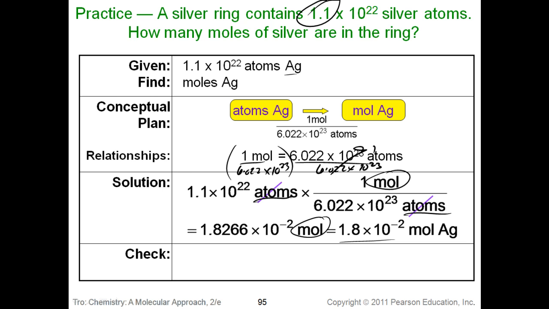Now, here's how to check your answer. 1.1 times 10 to the 22nd silver atoms is less than Avogadro's number. Avogadro's number is 6.022 times 10 to the 23rd. So we better have less than 1 mole of silver, and we do.